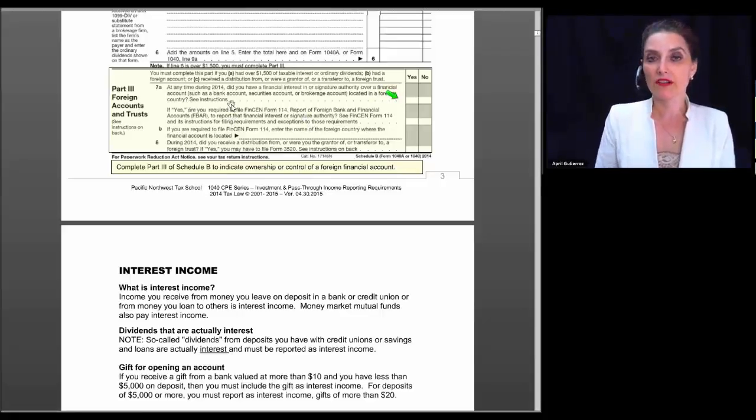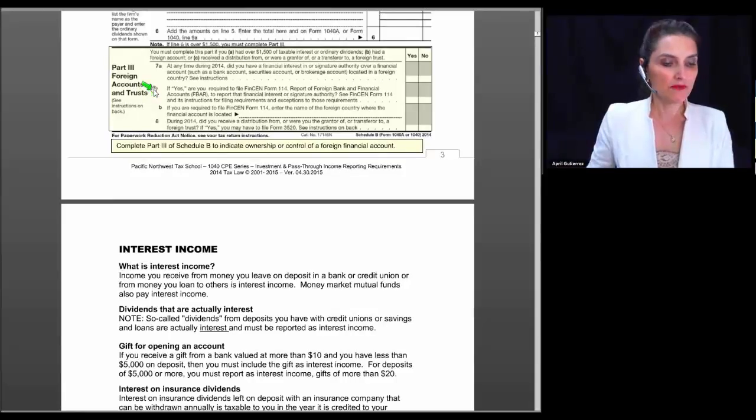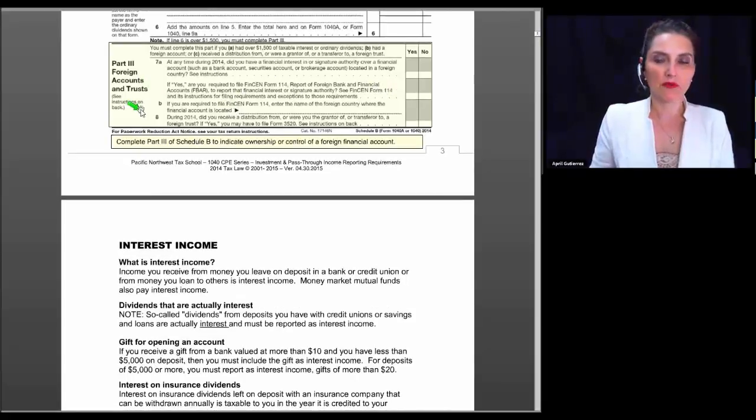Now, at $1,000, it's too small to have to be reported on FBAR, but if my accounts in Canada go over $10,000, or combined accounts outside of the United States go over $10,000, then I also have to move down to 7B, which says, if yes, are you required to file FinCEN Form 114? You're only required to file the form if your foreign financial account holdings exceed $10,000, and if they do, you check yes. And then it asks, if you are required to file FinCEN Form 114, enter the name of the foreign country where the financial account is located.